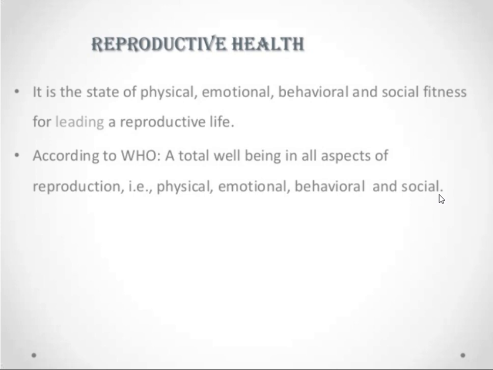But it does not mean that it only talks about this in a simple way. It also includes social, mental, emotional aspects which are related with sex and reproduction. That is why WHO has defined it as a total well-being in all aspects of reproduction, that includes physical, emotional, behavioral, and social.